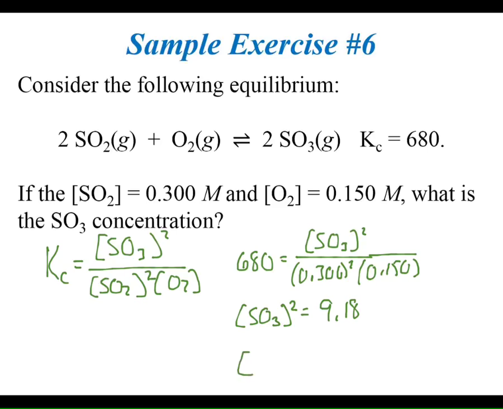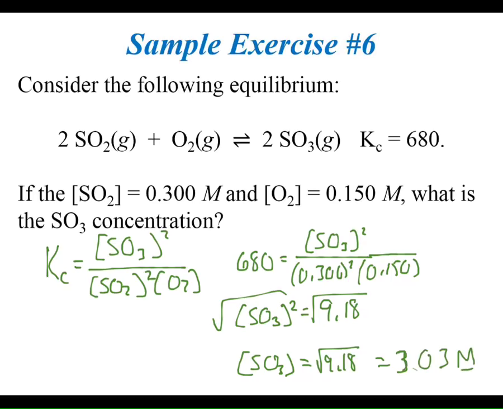So what's the concentration of SO3 then? Well, if I'm going to get rid of a square, what do I have to do? Square root it, right? So I'm going to take the square root of 9.18. I have to square root both sides to get rid of the square. Are you with me? Yes. So what is it? 3.03 molar.